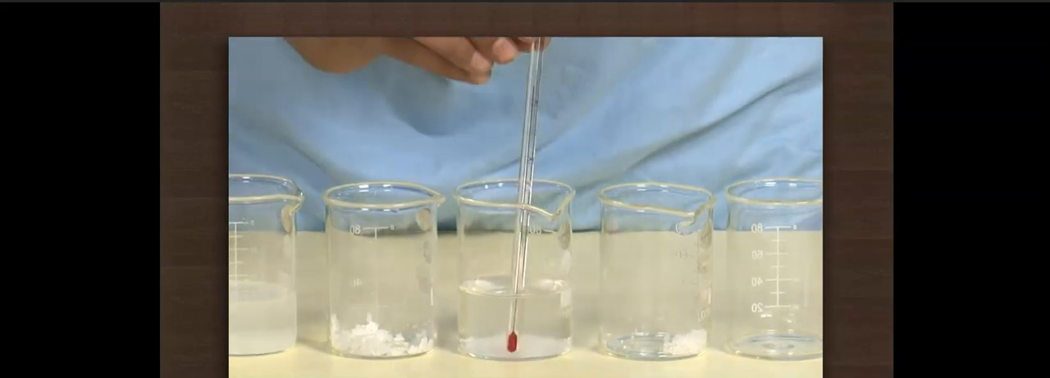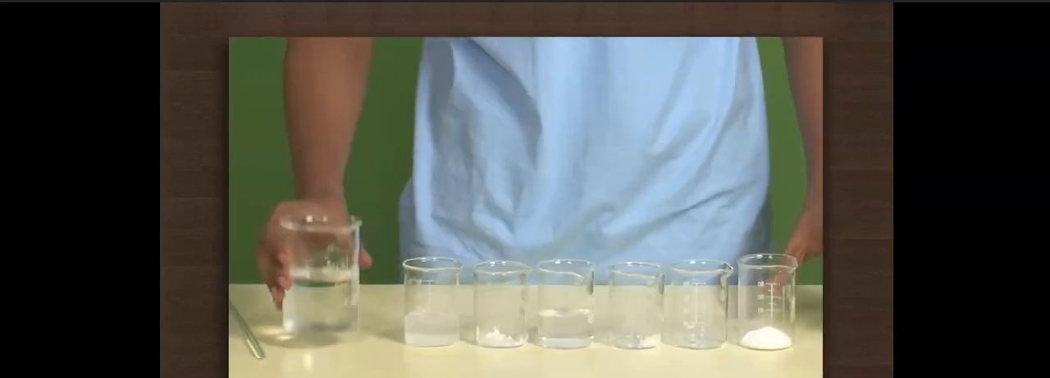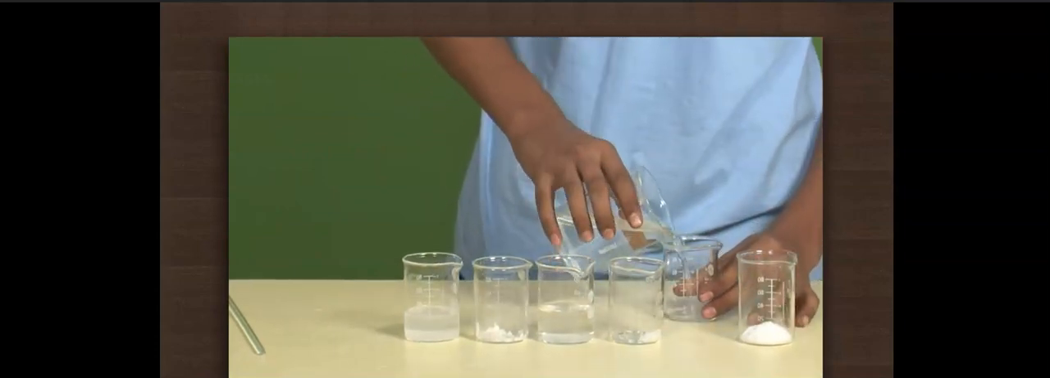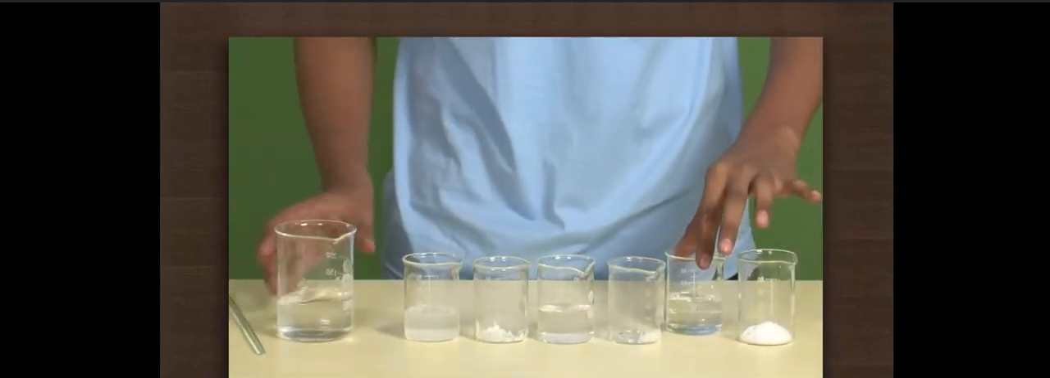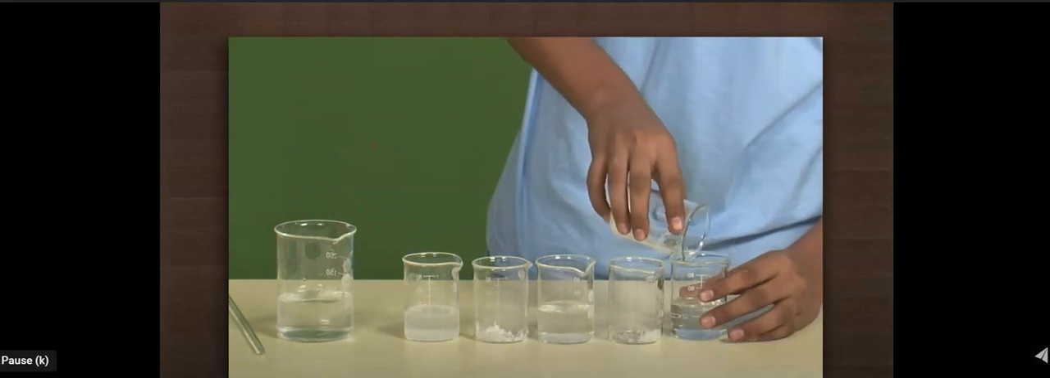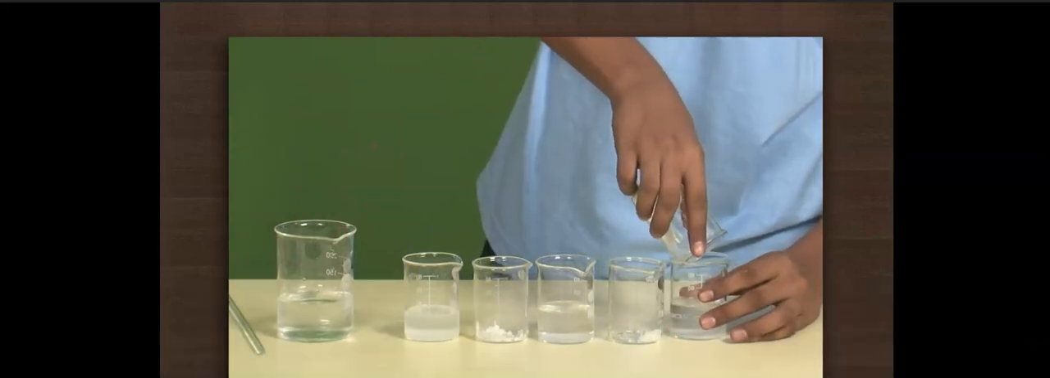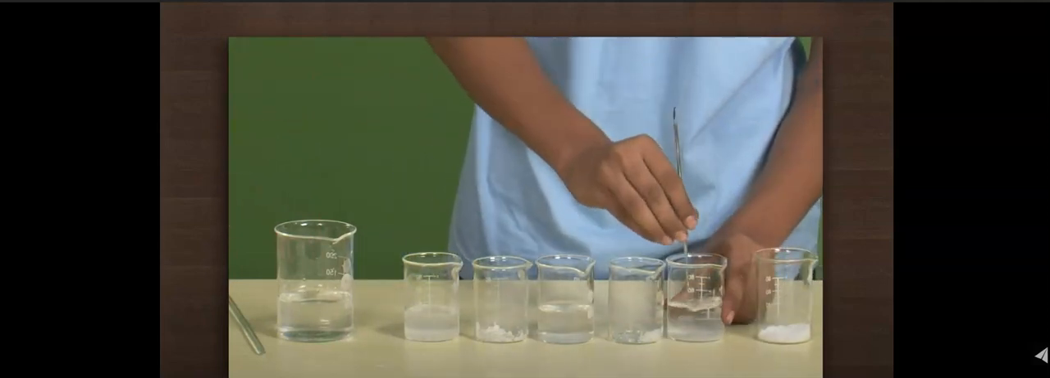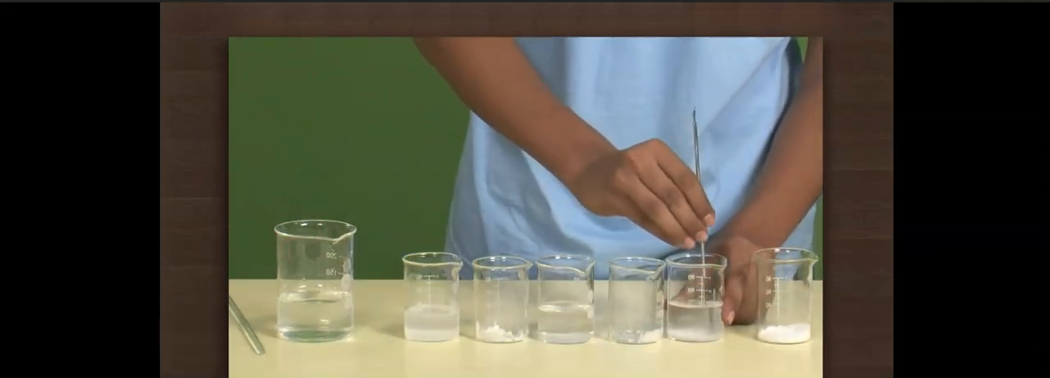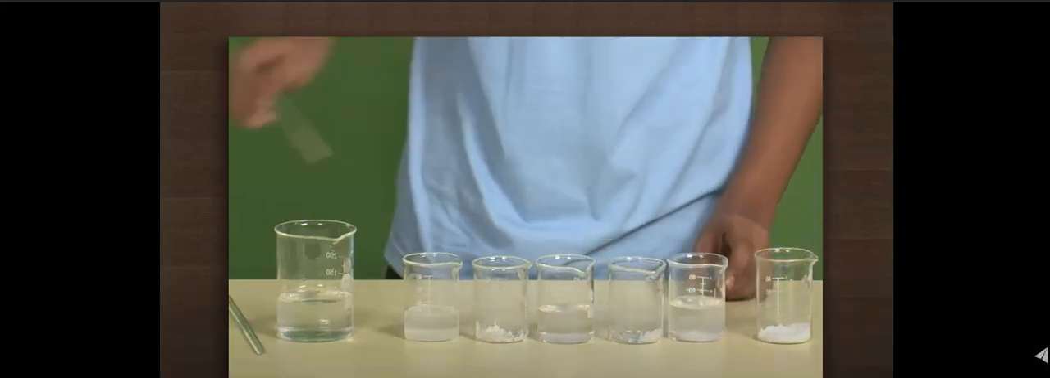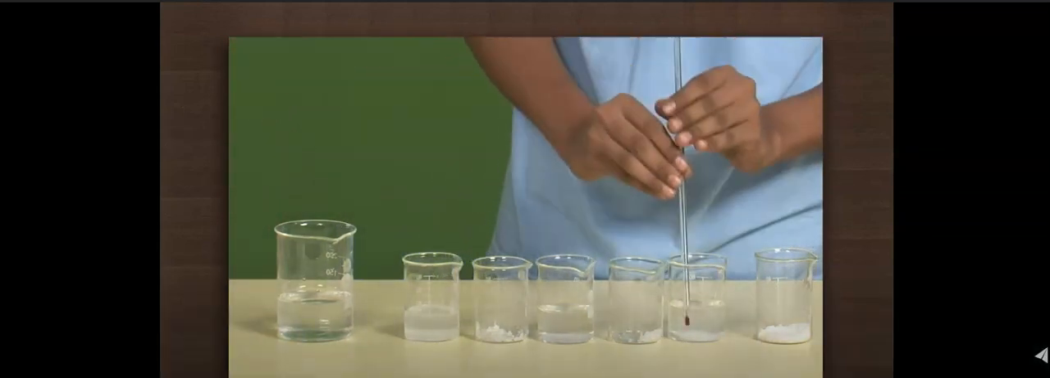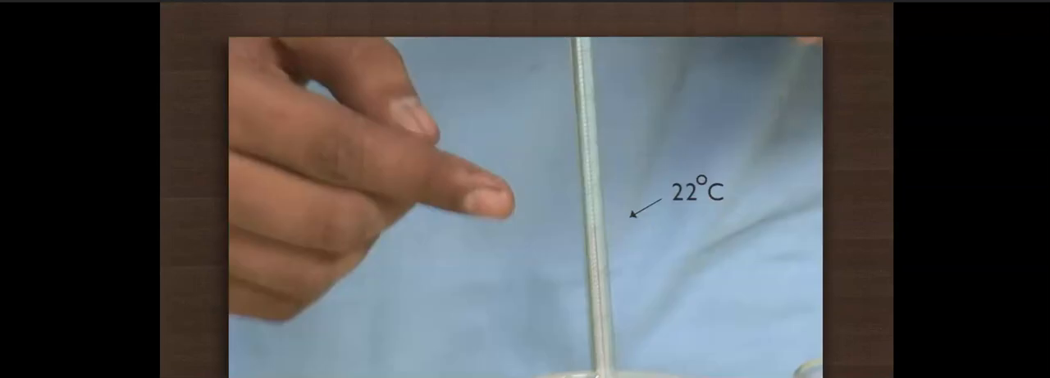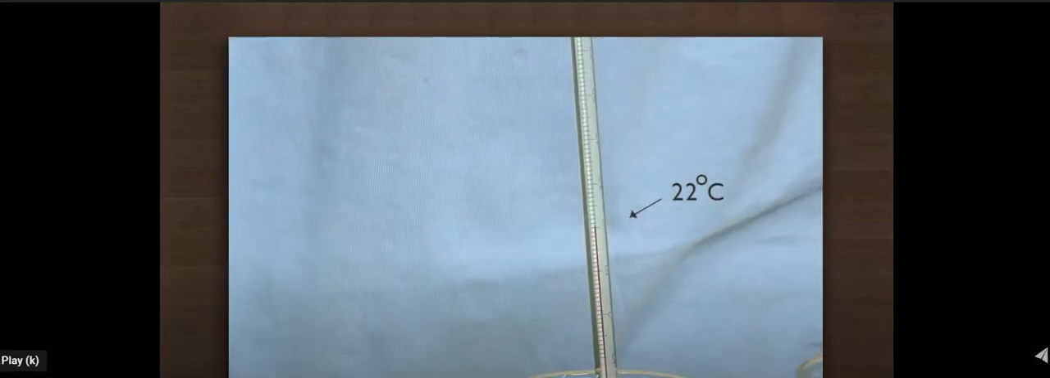The same is done with ammonium nitrate. Our solution is now 8 degrees, so 20 degrees to 8 degrees. And lastly, for sodium chloride, we're going to do the same thing. We're going to give that a nice mix, and we're going to go ahead and take the temperature of the sodium chloride solution. The temperature is not significantly impacted, but it is 22 degrees.